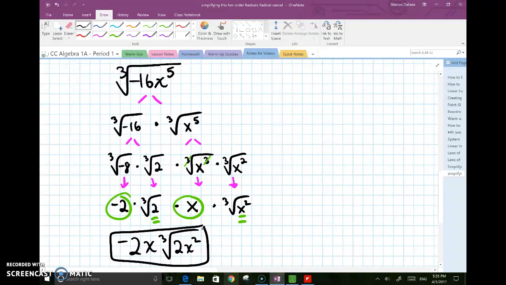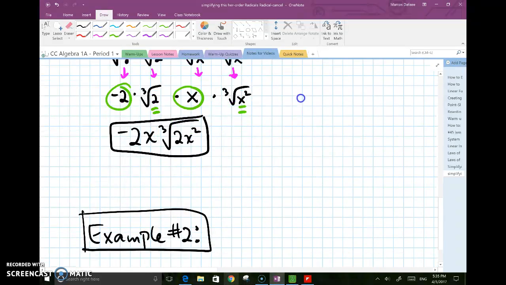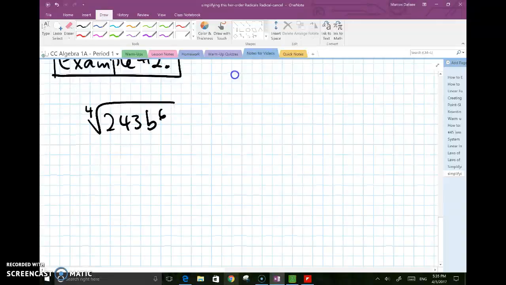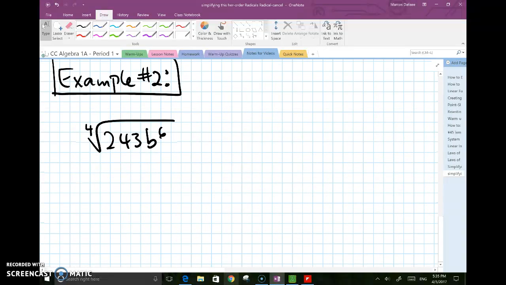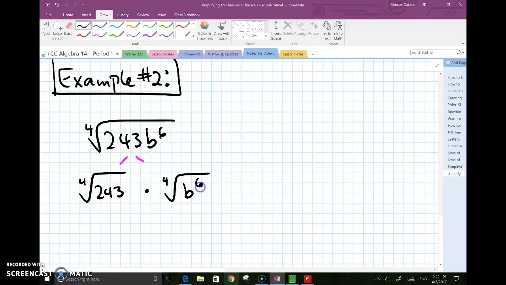Okay. All right, example number 2. Let's take a look over here. This is a bit heavier just because of the size of that number. But let's jump right in. So the first thing that I'm going to do is split this up. So this gets divided into the fourth root of 243 times the fourth root of b to the 6th power.